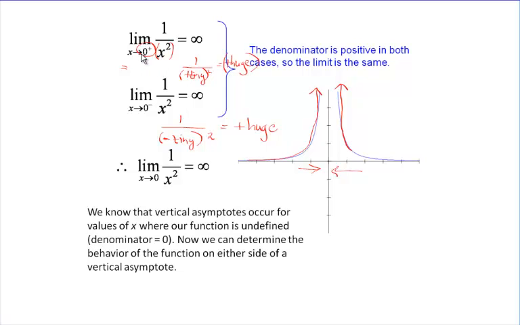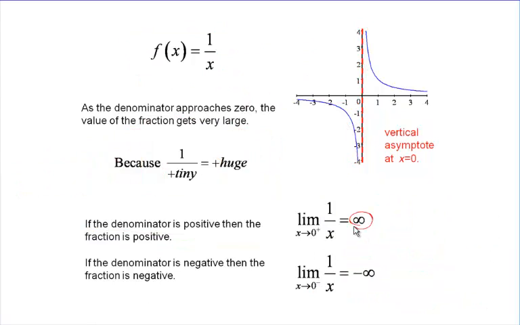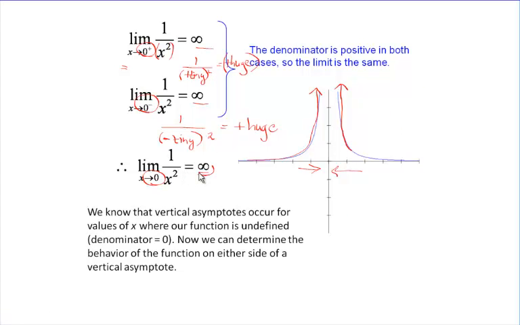Since the left-hand and right-hand limits exist and are the same, the overall limit exists, and it must be infinity. So the overall limit exists on this function, but it did not exist on this function because the right-handed limit went to positive infinity and the left-handed limit went to negative infinity. Just because the limit exists, however, doesn't mean the function is continuous. So be very careful. So that finishes this lesson on infinite limits.